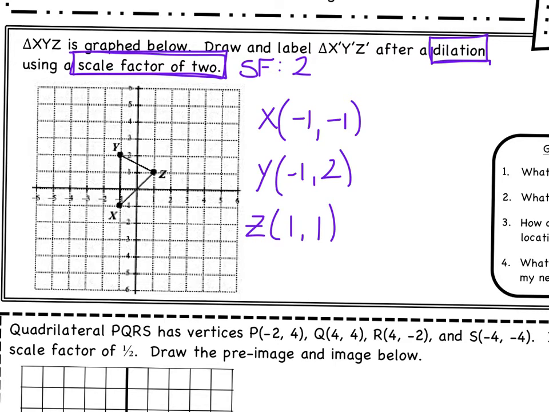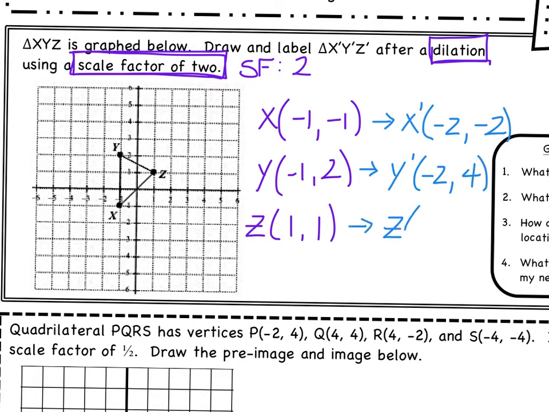So let's show that a transformation has taken place. So we're at X prime now. And I'm going to take both of these values and multiply them by 2. So -1 times 2 is -2. And -1 times 2 is -2. Now for Y prime, -1 times 2 is -2, and 2 times 2 is 4. And then for Z prime, 1 times 2 is 2, and 1 times 2 is 2. So all I've done is taken everything and multiplied it by 2, every coordinate.